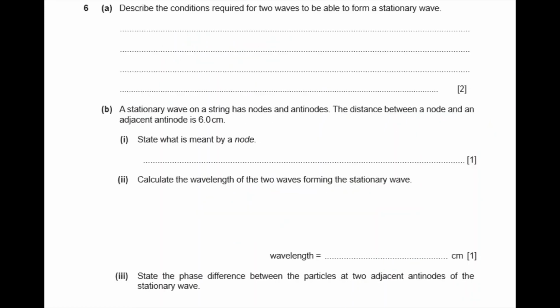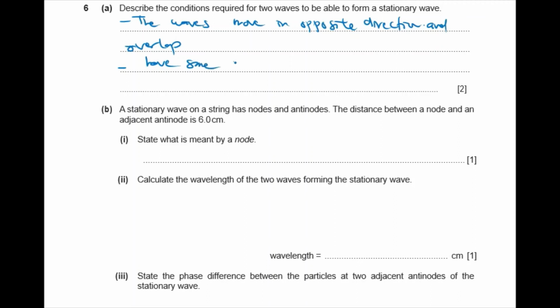6a, describe the conditions required for two waves to be able to form a stationary wave. So the conditions: the waves move in opposite directions, and these two waves must overlap, and these two waves must have the same speed, same frequency and same wavelength.